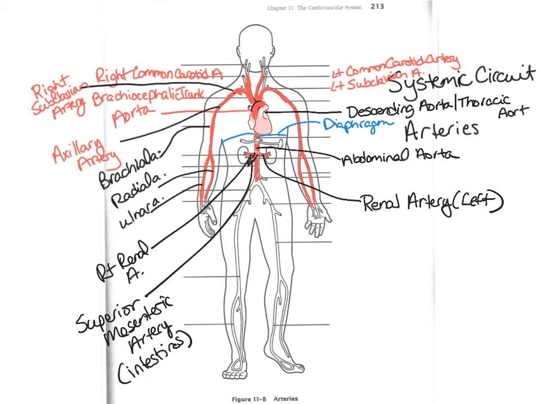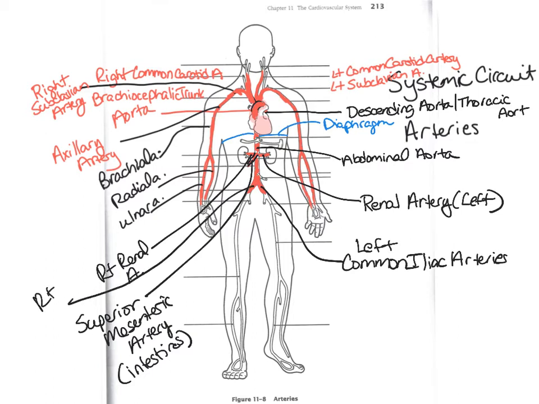The abdominal aorta gets down to the pelvic region, and then it splits. And when it splits, the two branches that it branches into are the common iliac arteries. And so on the left side, we have the left common iliac, and then on the right side, we would have the right common iliac artery.